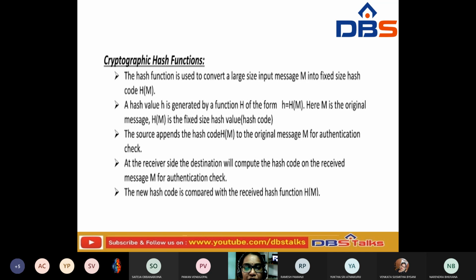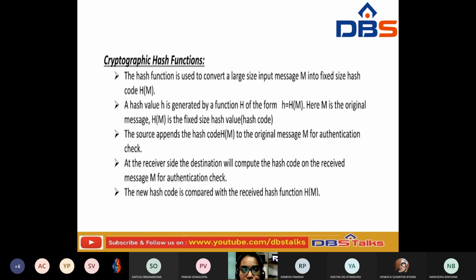If you are sending a message and it is a large message, you may face some types of problems. By using this hash function we convert the large size into some fixed size, and we denote that code by h of m.